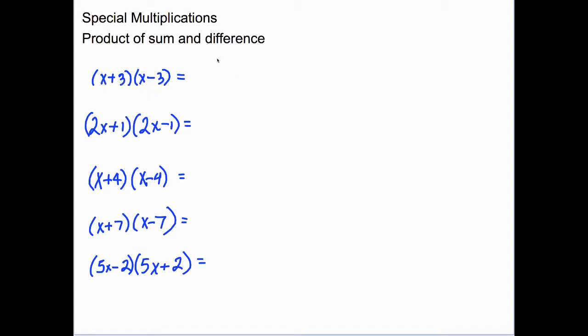Now let's work this one out with expansion boxes first. So we'll make a quick expansion box. x plus 3 and minus 3. This will be x squared, negative 3x, positive 3x, and negative 9. And what you notice is that the x terms, in this case, are opposites, and they cancel each other out. So this will simply be x squared minus 9.